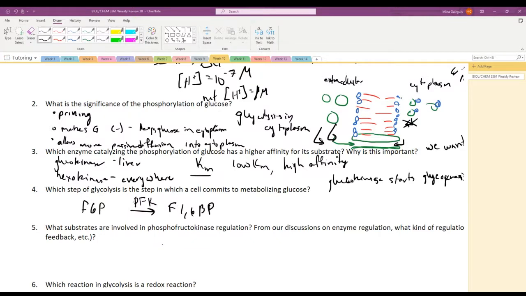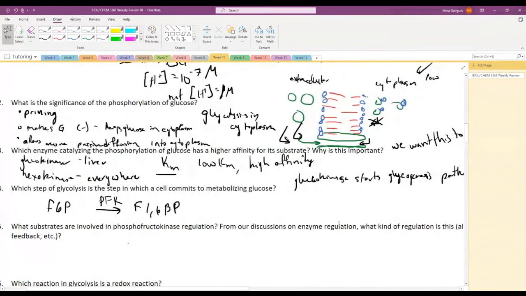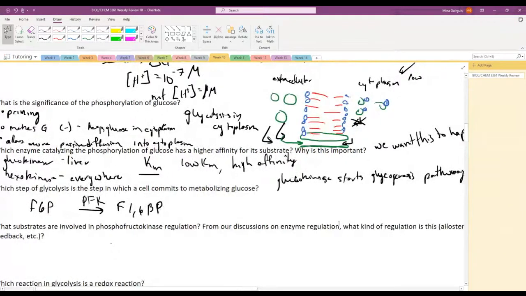So thinking back once again to our metabolism chapter, when you have a step like this, this is the step where we commit. This is the big step, very spontaneous or non-spontaneous or whatever. Steps like this tend to be very, very regulated. Guess what? This one is too. It makes sense, right?